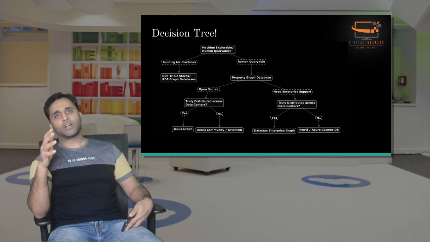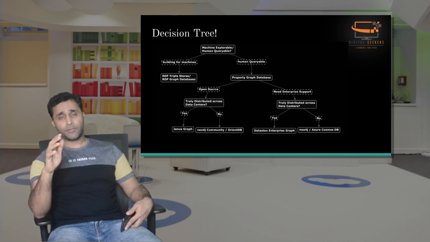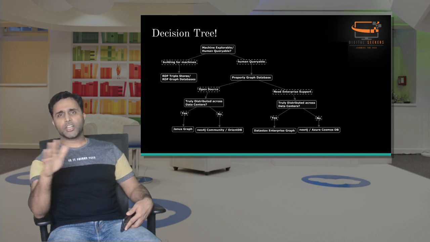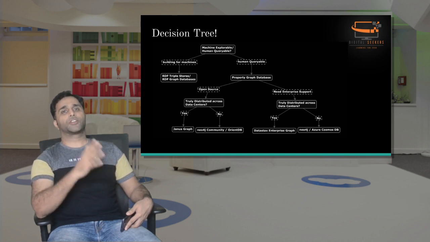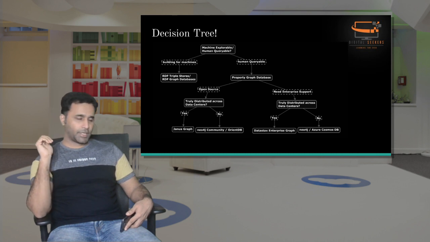If you have a graph team which is capable of doing ArangoDB, then go for it. The first question that you have to ask yourself is, am I building a graph database for machines to understand or humans to reason about? If it is for machines to understand, no question, you have to go for RDF stores, because RDF stores are meant for knowledge graphs and they are easy to reason about by machines, right?